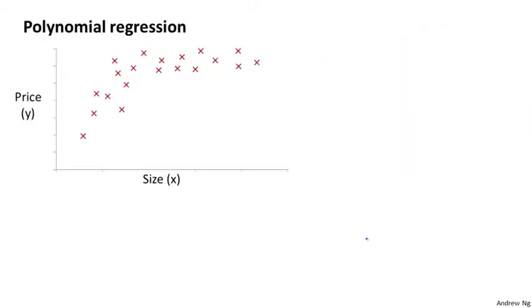Closely related to the idea of choosing your features is this idea called polynomial regression. Let's say you have a housing price data set that looks like this. Then there are a few different models you might fit to this.